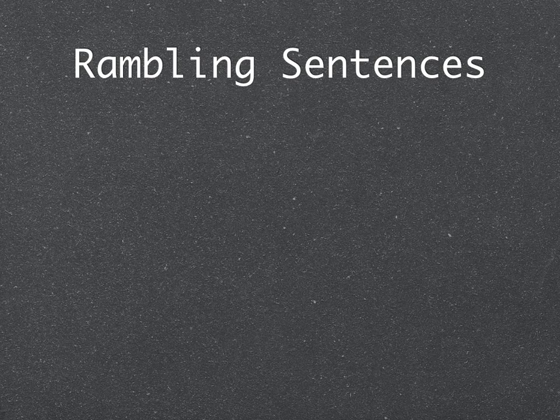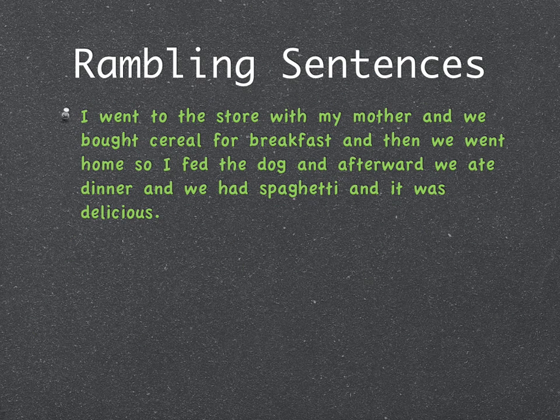A rambling sentence is formed when you combine multiple simple sentences together with a coordinating conjunction like the ones we learned about in the previous slide. I went to the store with my mother and we bought cereal for breakfast, and then we went home so I fed the dog, and afterward we ate dinner and we had spaghetti and it was delicious. In this example, there are too many complete ideas connected by the conjunction and.